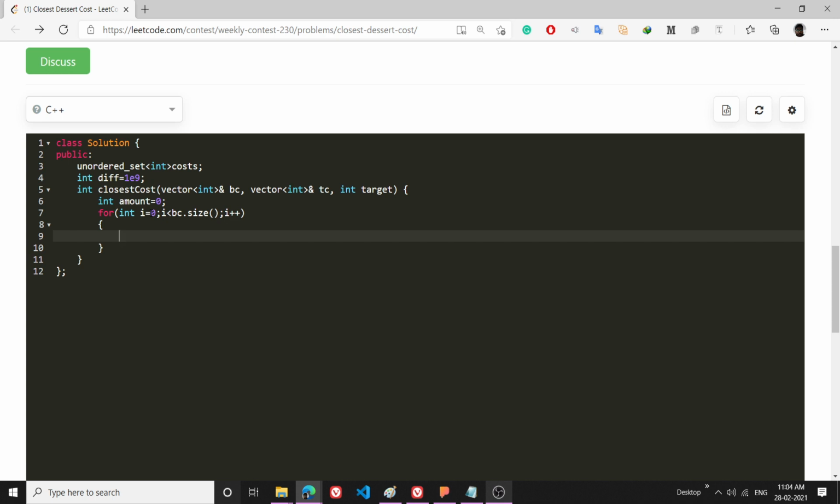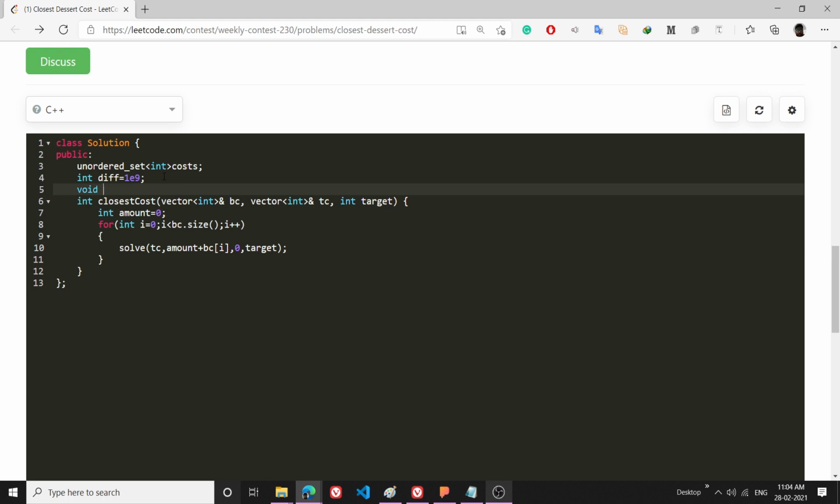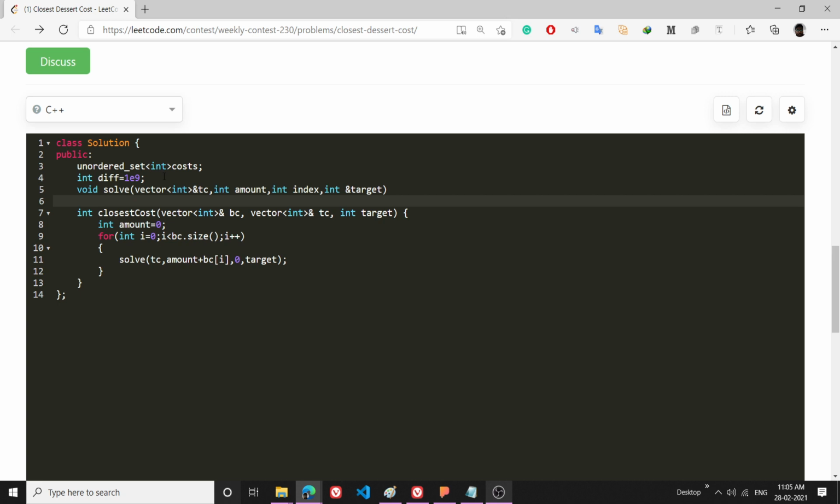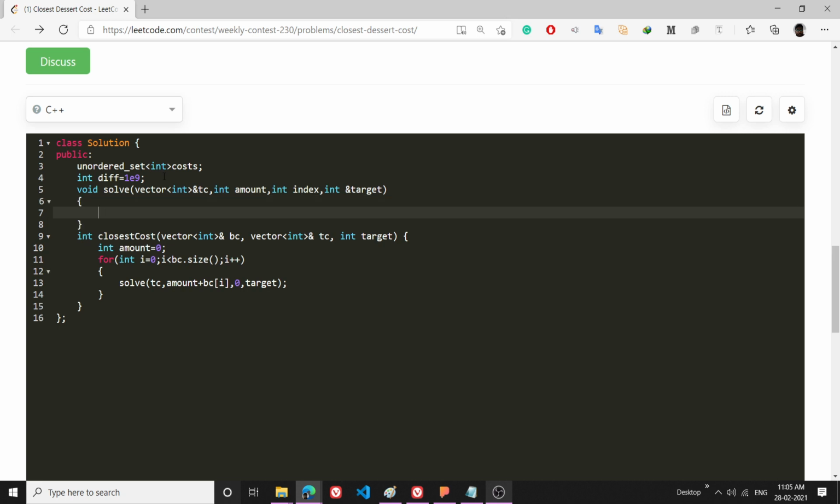To calculate all the combinations, I will write a function called solve. In solve I will pass my topping cost TC, the amount for that particular base cost, which will be amount plus BC[i], then 0, which is the index of the topping cost, since it will start from 0, and the target. I will make this function void. It will be a recursive function: void solve(vector<int>& TC, int amount, int index, int& target). Since I am going to generate all sorts of combinations, this will be recursive.